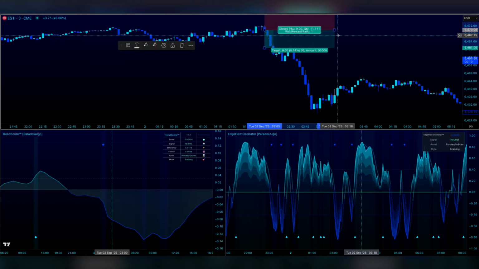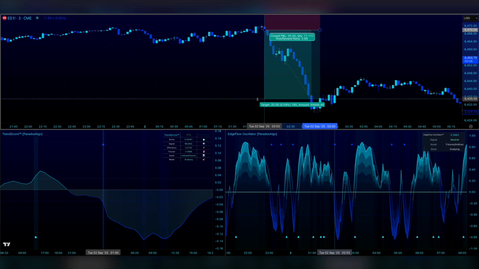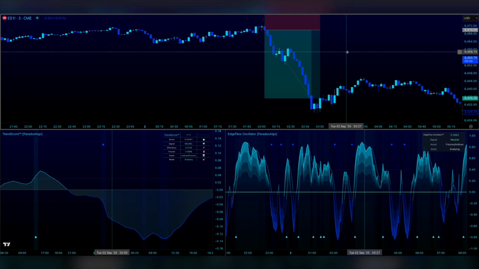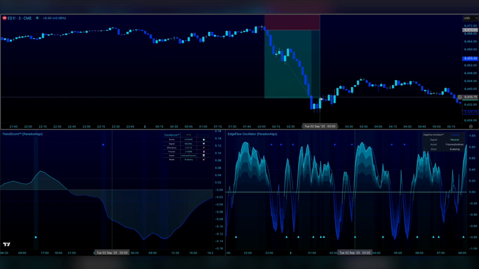Flip it when trend score shows bearish strength. Now you're shorting on down triangles and covering on up triangles. Down triangle in a bearish environment, short entry. Up triangle, cover your short. You're literally following institutional flow.